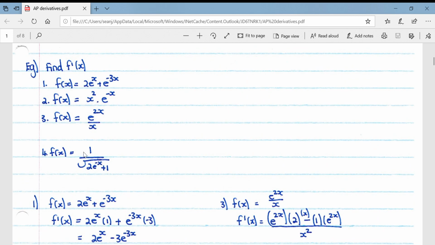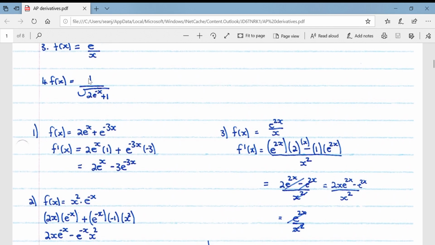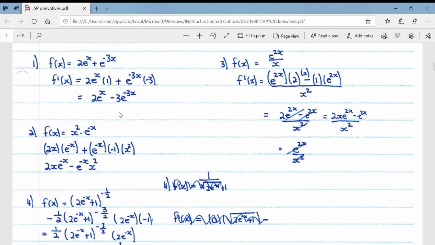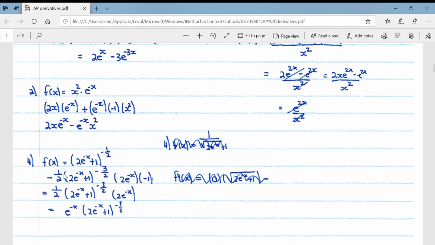Then if we look at the fourth and final example for this particular set of examples, f of x equals 1 over the square root of 2e to the minus x plus 1. So now you might be thinking fraction, let's just do the quotient rule. However, you can't derive 1, so you've got to be thinking something else, and sure enough, it's the chain rule. Now importantly, for the chain rule, you can't have a fraction, so that means that if we look at the answers for the example, you've got to flip that up to the top by making it a negative exponent.